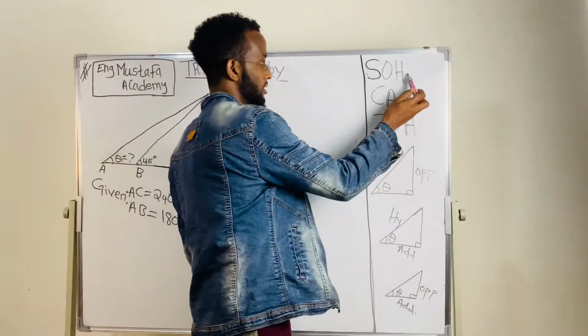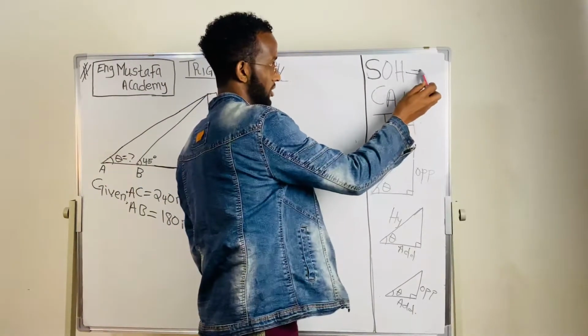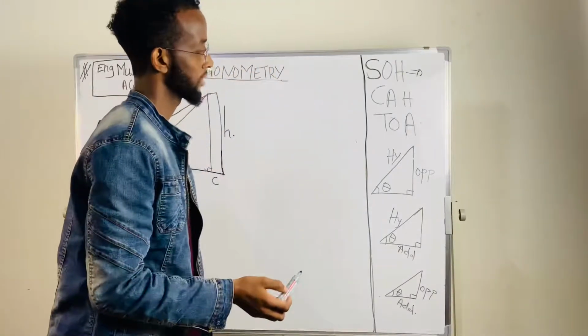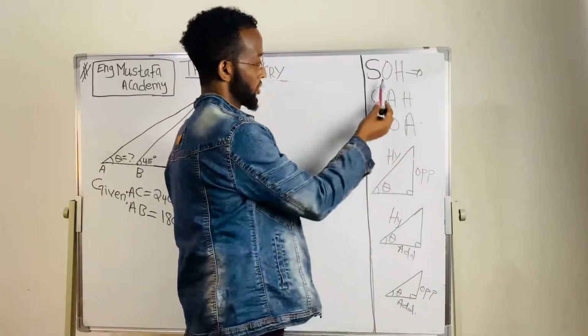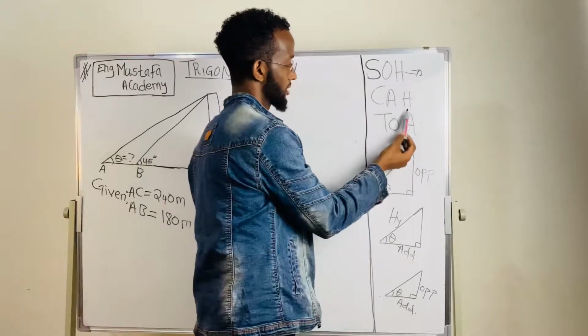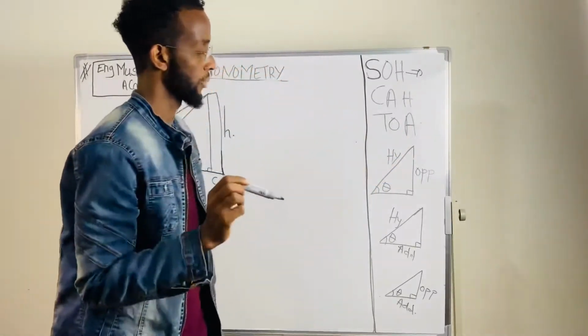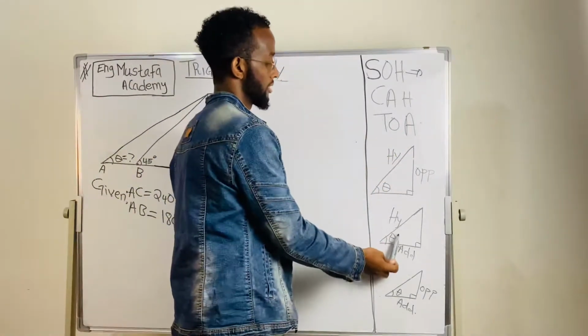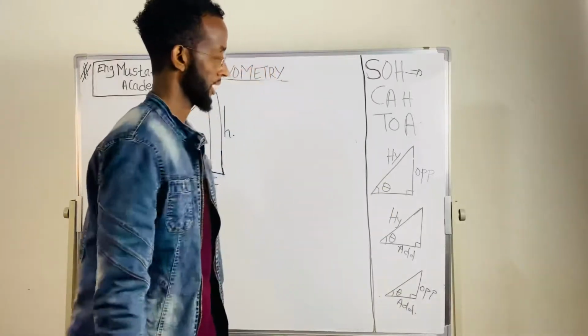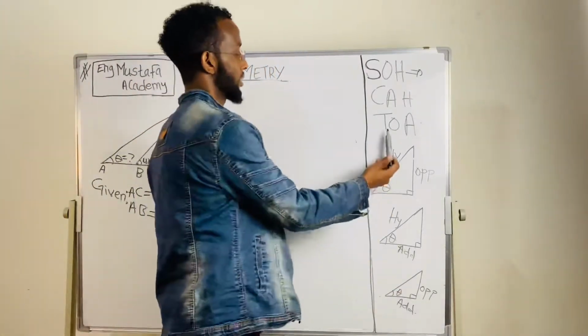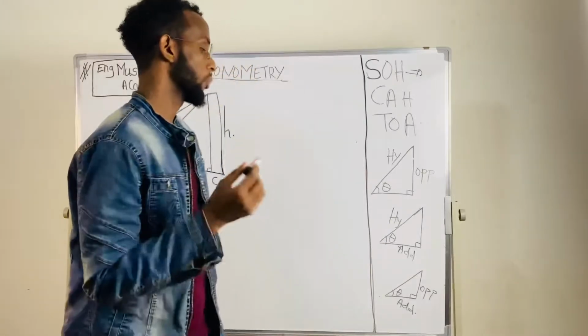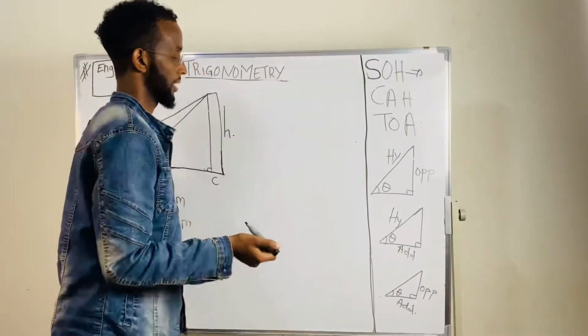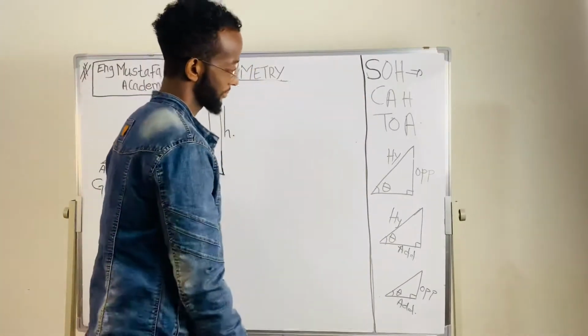This one I just call it SAW. Why did I call it SAW? Because it's the way to use. And this one I call it CAH because it's the way to use. We will see examples of this and how I use it. Also this one I call it TOA. So what do I mean by calling them such names?